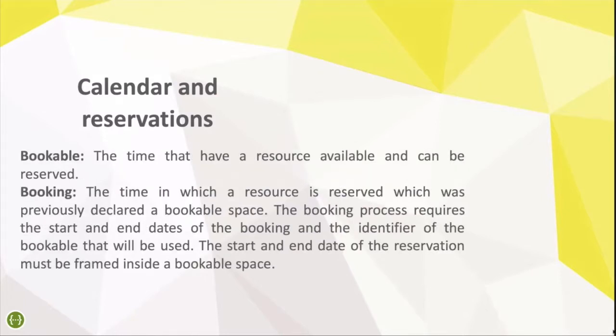So this microservice has two main functionalities, that is, two main components. That is bookable, the time that has a result available and can be reserved, and booking, the time in which a result is reserved, which was previously declared a bookable space. The booking process requires the start and the end dates of the booking and the identifier of the bookable that will be used. The start and the end date of the reservation must fall inside a bookable space.